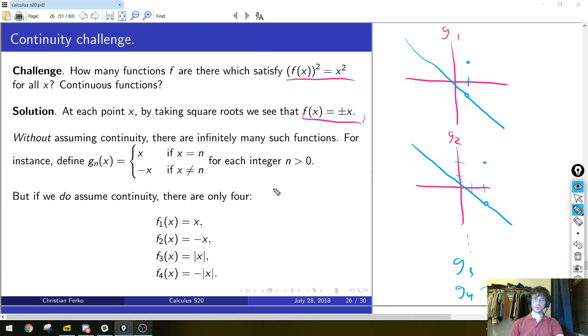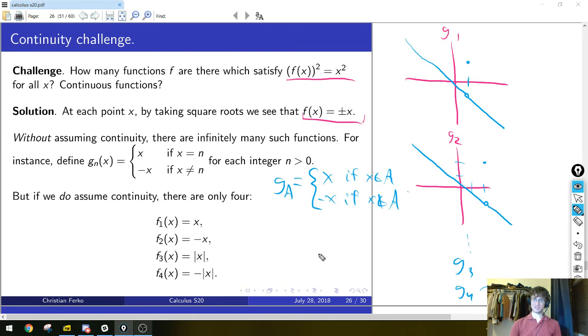Actually, there's more than that. You could do one for every set of integers, or every set of real numbers. You just say g_A associated to a subset A is x if the input x is in A, and minus x if x is not in A. So actually there's one such function for every subset of real numbers. And as you can probably guess, there are way more subsets of real numbers than there are real numbers.